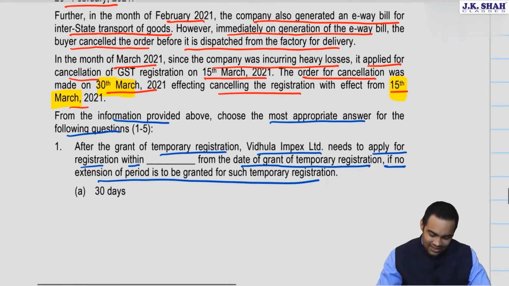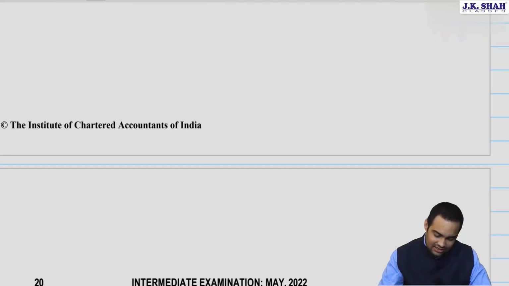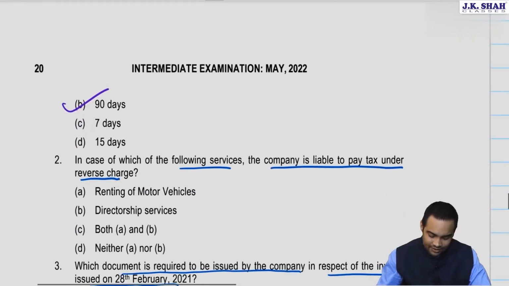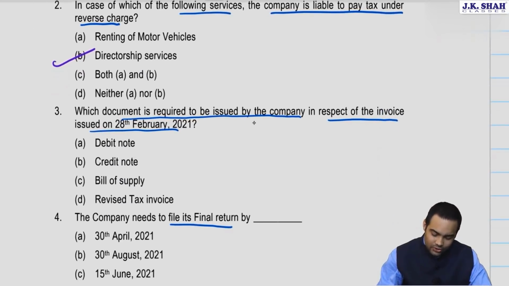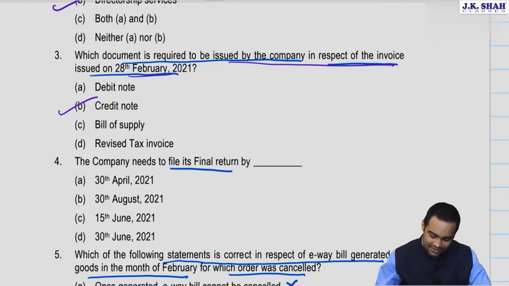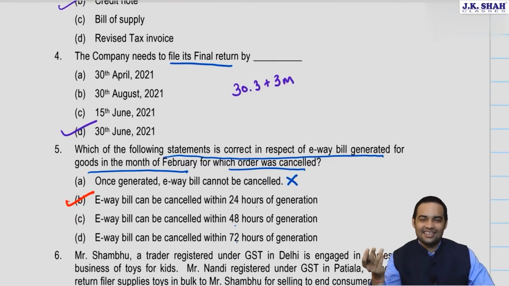Now let's see. Temporary registration, once granted, you have to apply for registration and submit all the documents within 90 days. Then directorship is covered by RCM, not renting of motor vehicle in this particular case. What will you issue as the document? The document which you will issue is a credit note. The company needs to file the final return. See, 30th March plus 3 months will get you 30th June. And the last one we had already answered while reading the questions.